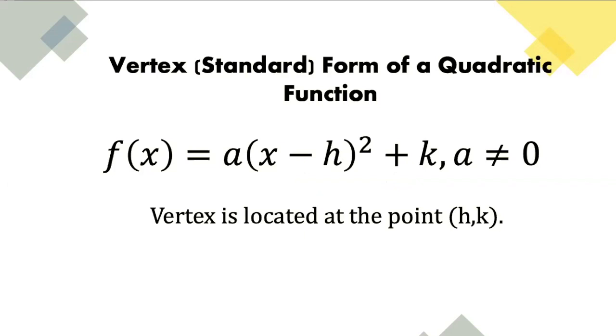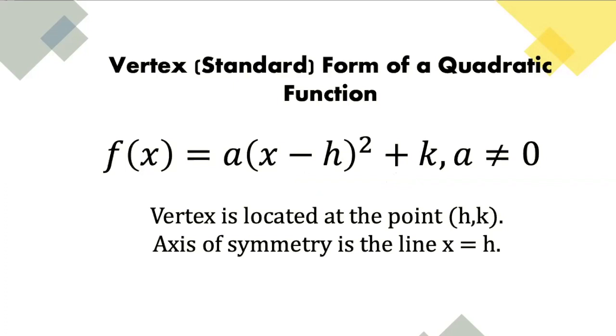The vertex of the parabola will always be located at (h, k). The axis of symmetry will always be the line x equals h. Now remember, x equals lines are vertical lines, and the axis of symmetry will be vertical.